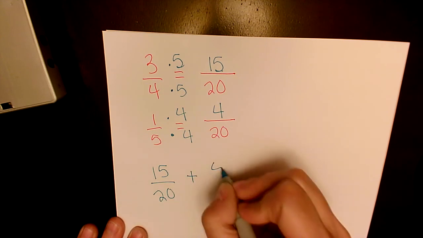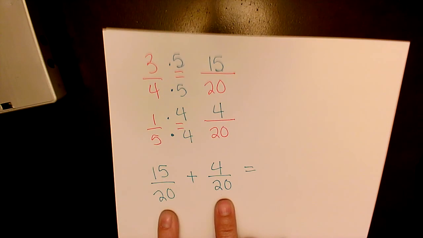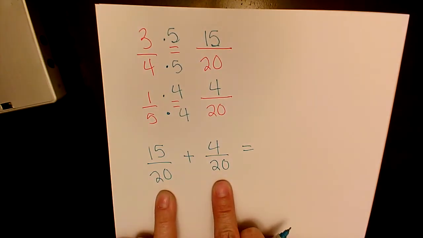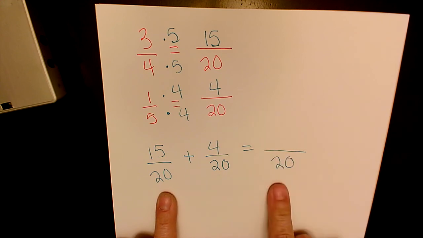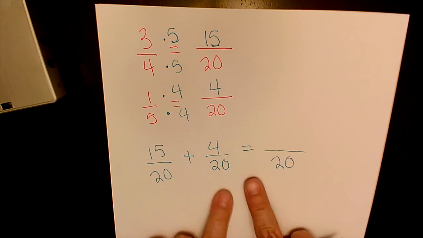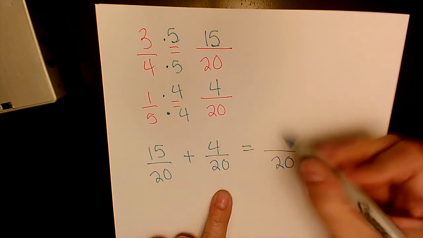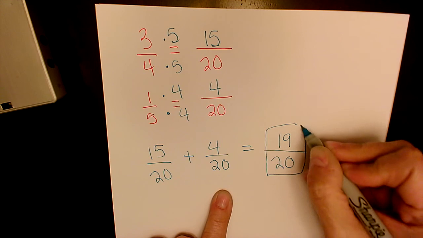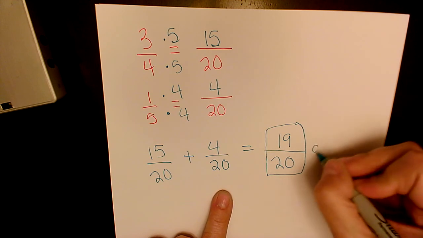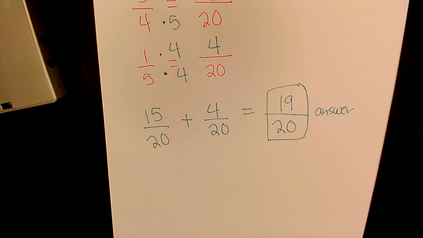So now I've got a new problem, but I can add them together because they're both in 20ths. So remember, we carry the 20 over. Don't add 20 and 20 and get 40. Carry it over, just make it 20. Add the top, 15 and 4 is 19. So my final answer is 19 over 20.